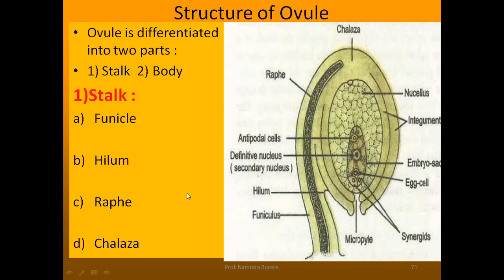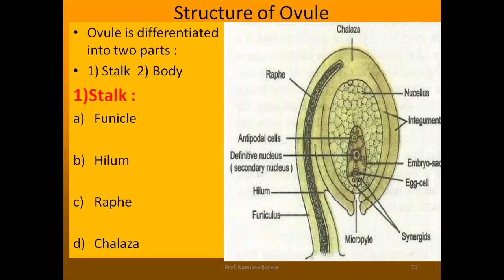In the stalk, the first one we see is the funicle. You can see this image. This part indicates the funicle. The funicle is the stalk of the ovule by which it is attached to the placenta. That is its first function. Second, it absorbs nutrition from the placenta.